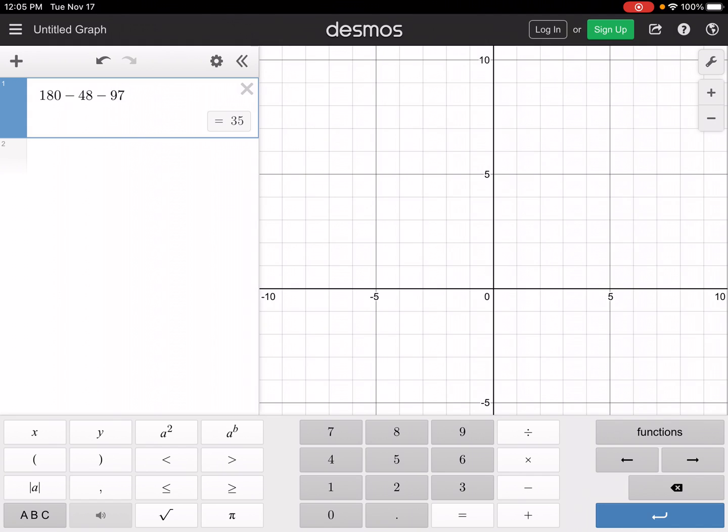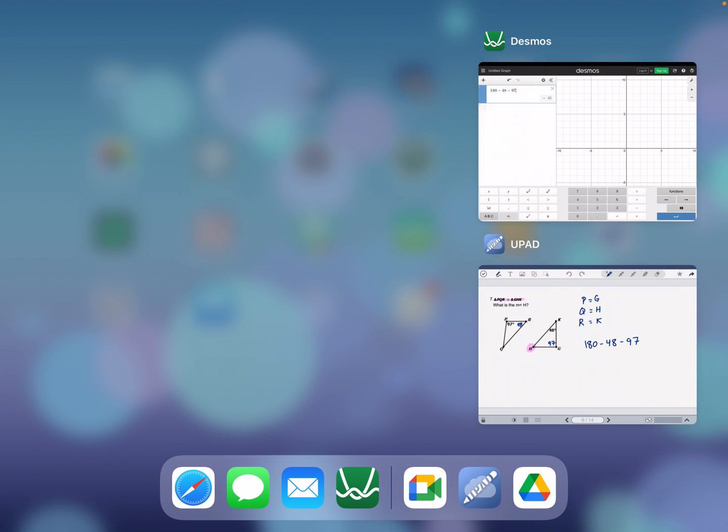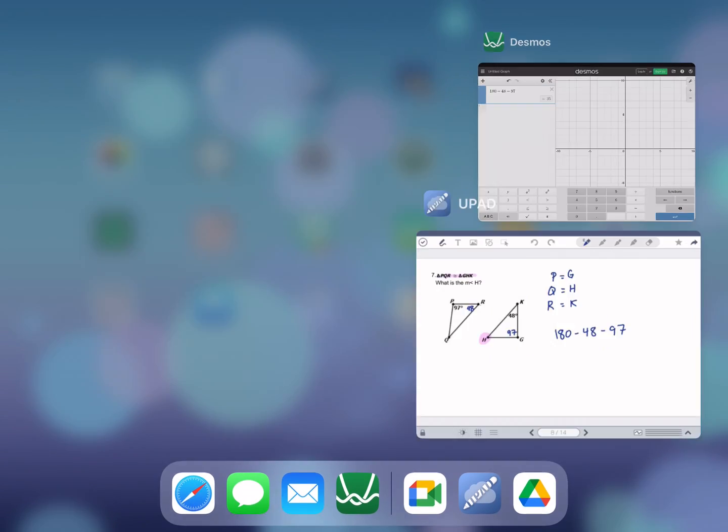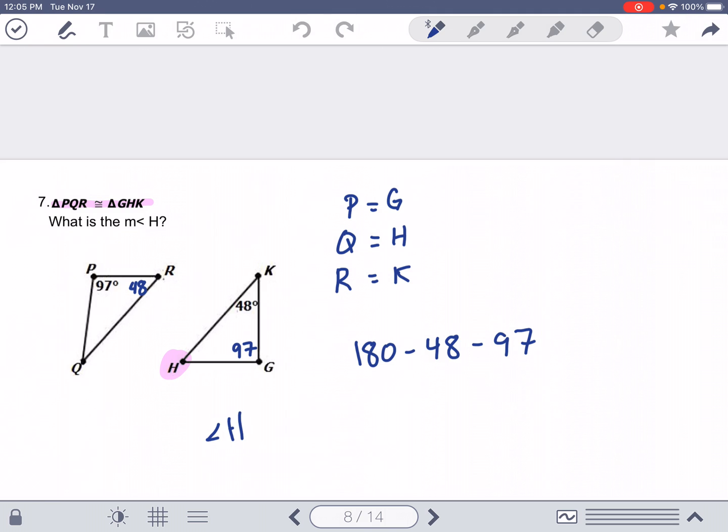(48) and 97. And my answer is 35. So angle H is 35 degrees.